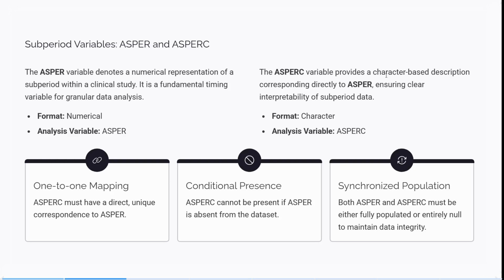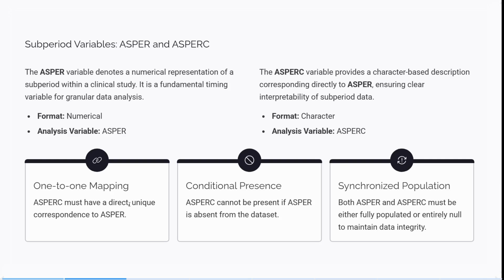So the subperiod, ASPER and ASPERC. The ASPER variable denotes a numerical representation of the subperiod within a clinical study. It is a fundamental timing variable for granular data analysis. The format is numerical, and the analysis variable is ASPER. The ASPERC variable provides a character-based description corresponding directly to ASPER, ensuring clear interpretability of the subperiod. So this gives a one-to-one mapping.